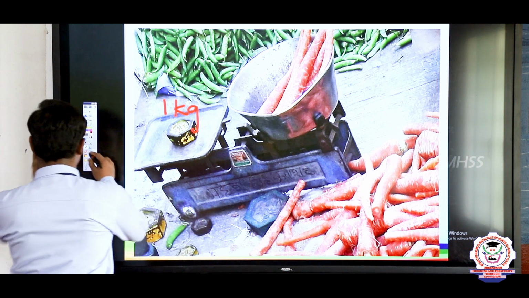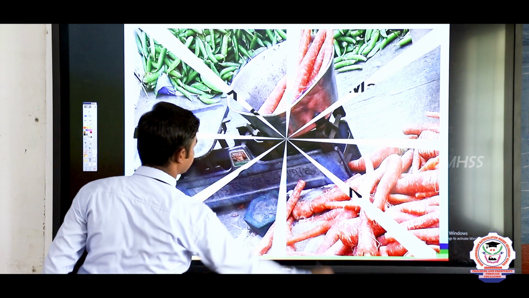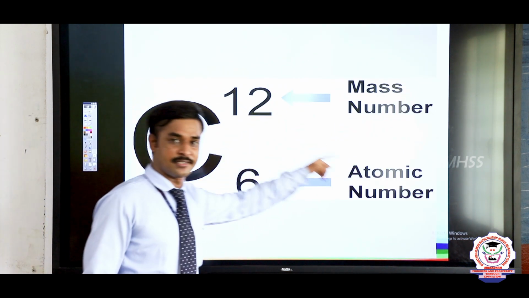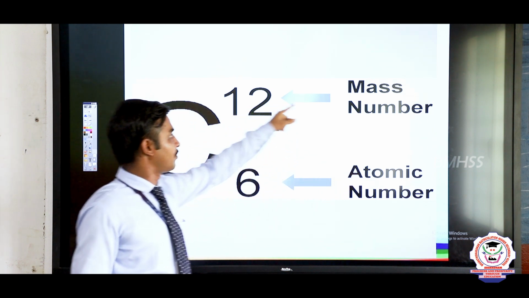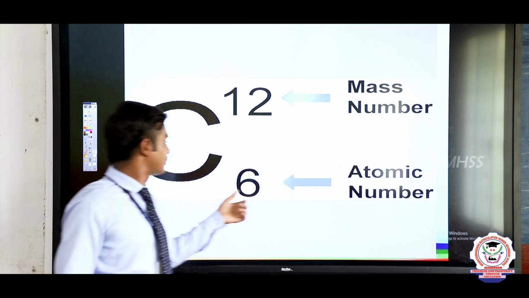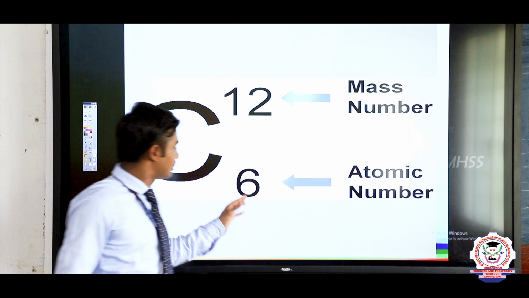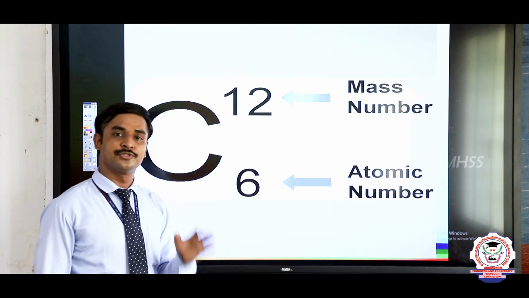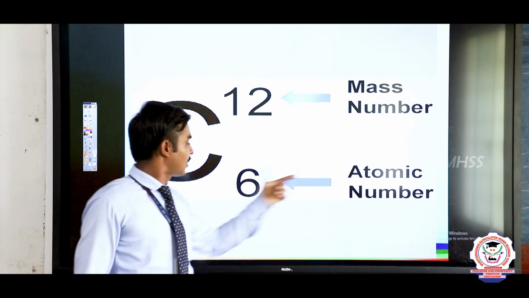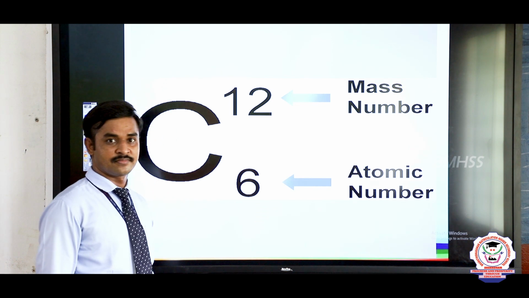For example, let us see, the standard atom is the carbon 12 atom. The weight of the carbon 12 atom is 12. Carbon 12: 12 is the mass number and 6 is the atomic number. This atom contains 6 protons and 6 neutrons. So, totally 12 is the mass number. The number of protons, 6, is represented as the atomic number.